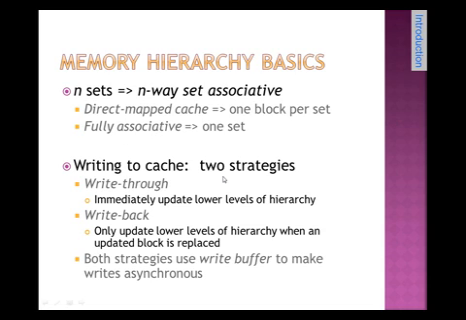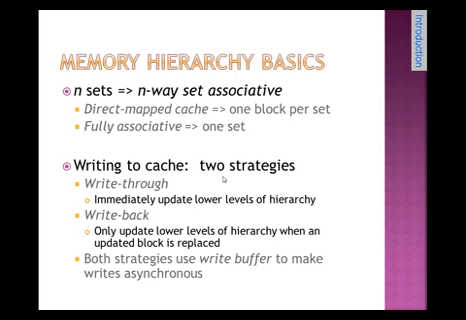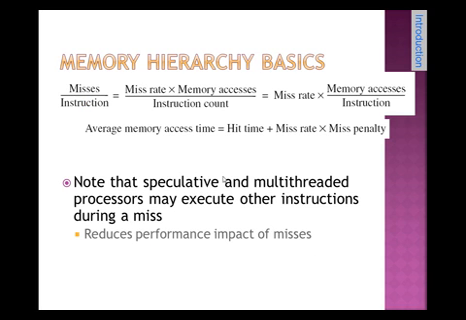Then how to write to the cache, that is, what technologies are used. As I told you, there are two: write through cache and write back cache. In write through, the lower level as well as the higher level will be written at the same time, but in write back only the lower level will be updated when the upper level is replaced. Then miss rate we have discussed, the fraction of cache accesses that result in a miss. The causes of misses are compulsory, capacity, and conflict.